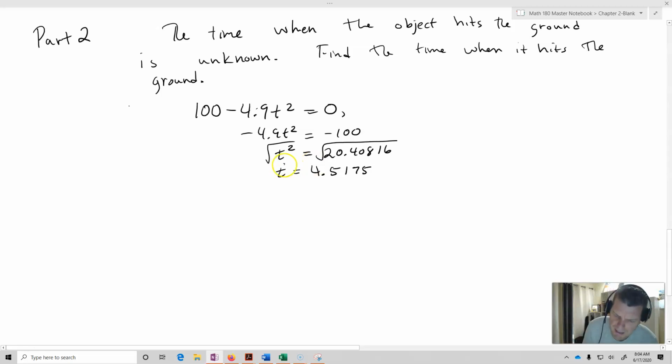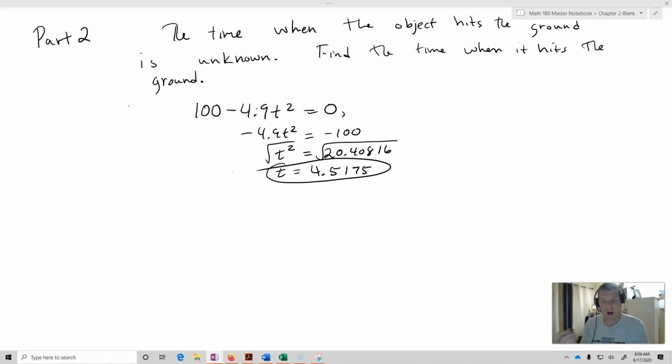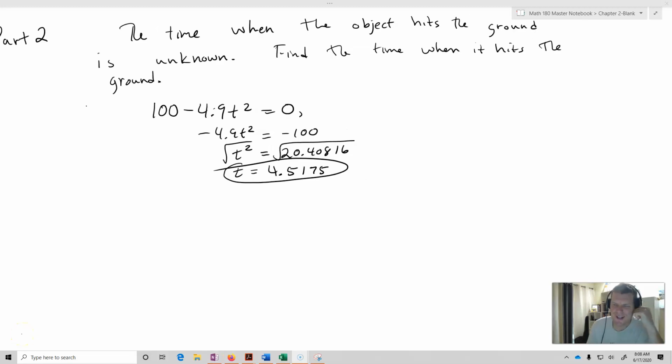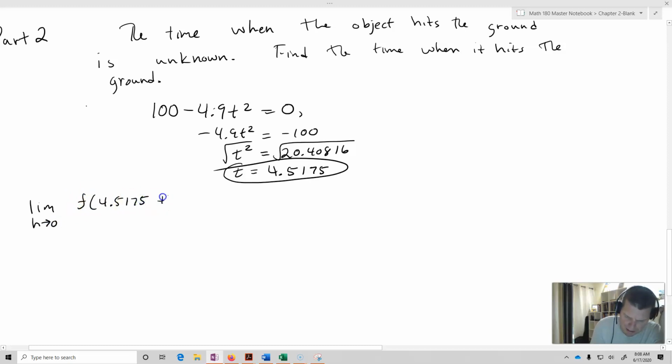So the time when it hits the ground is 4.5175 seconds. That's when it hits the ground. Now all I want to do is find the instantaneous velocity when it does. So we're going to take the limit as h approaches 0 of f of 4.5175 plus h minus f of 4.5175, divided by h.